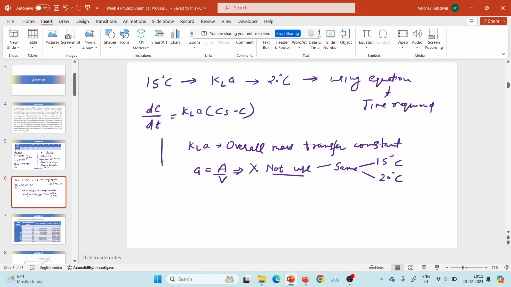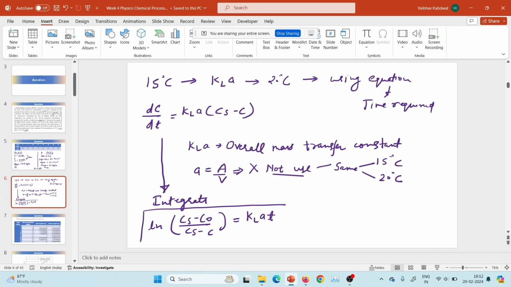So when we integrate this, we will get an equation that will be ln (Cs minus C naught) over (Cs minus C) equals KLA t. So after integration, this is the equation. So we will use this equation for solving this question.